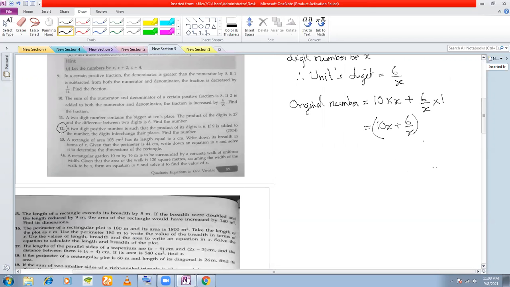Now, if 9 is added to this number, the digits interchange their places. That means what is the original number with 9 added? It is equal to 10x plus 6 by x plus 9. This is the original number with 9 added. Now, when you add 9 to this, the digits reverse themselves. That means what is the number with digits reversed?